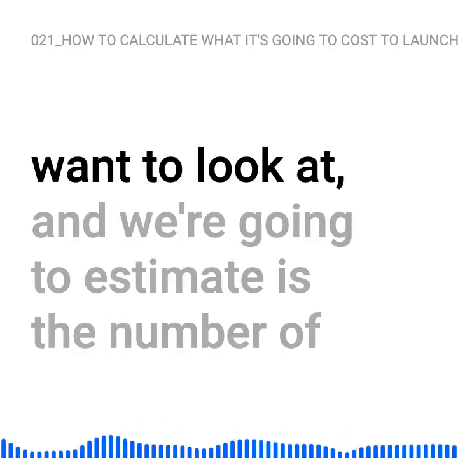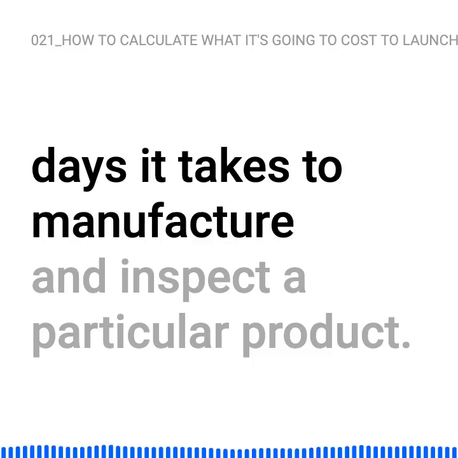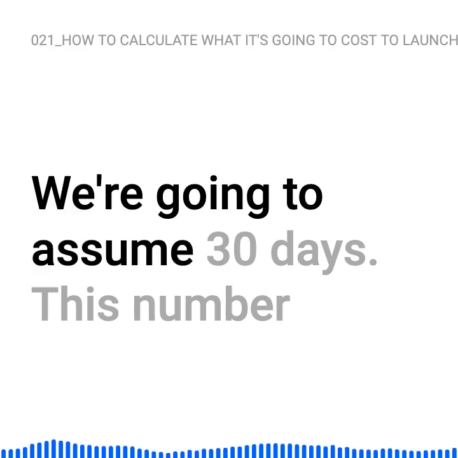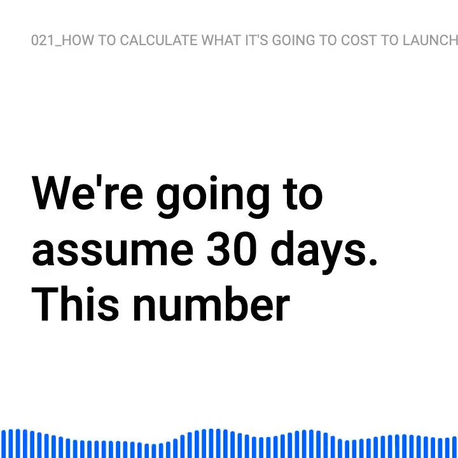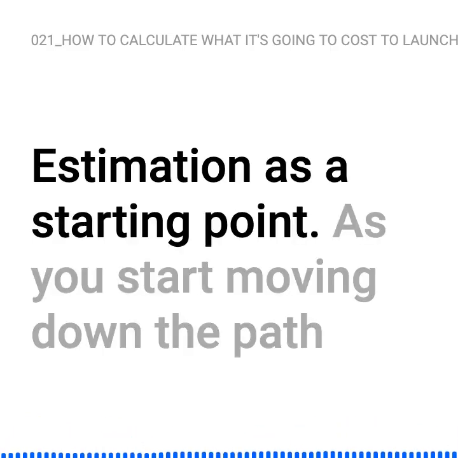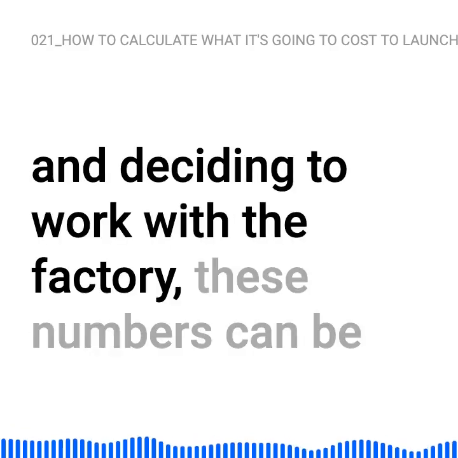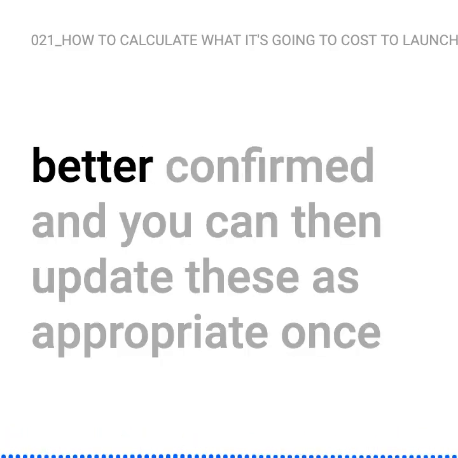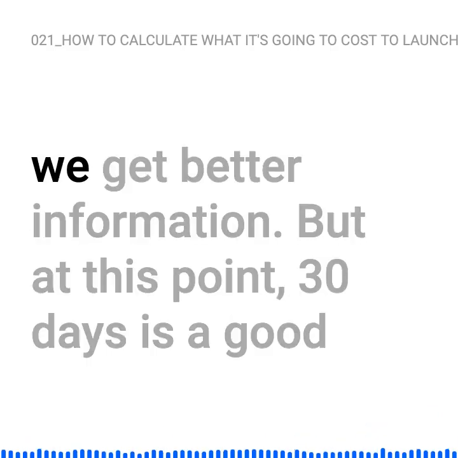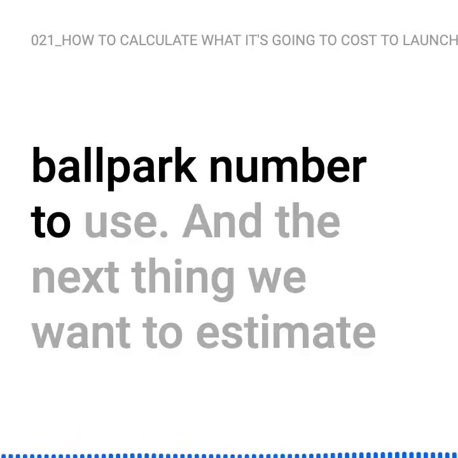First thing we want to look at, and we're going to estimate, is the number of days it takes to manufacture and inspect a particular product. We're going to assume 30 days. This number may or may not be accurate, but it's a good estimation as a starting point. As you start moving down the path and deciding to work with the factory, these numbers can be better confirmed, and you can then update these as appropriate once we get better information. But at this point, 30 days is a good ballpark number to use.